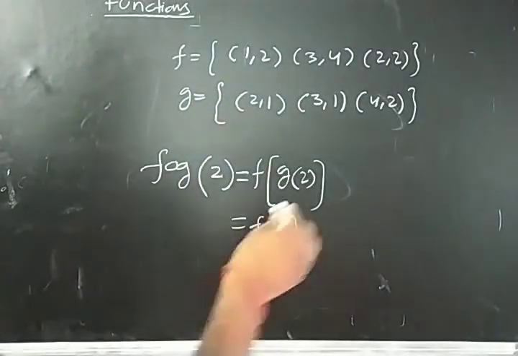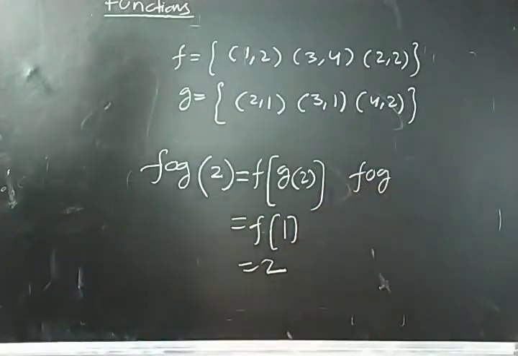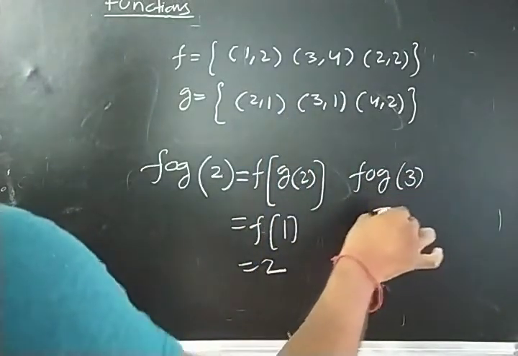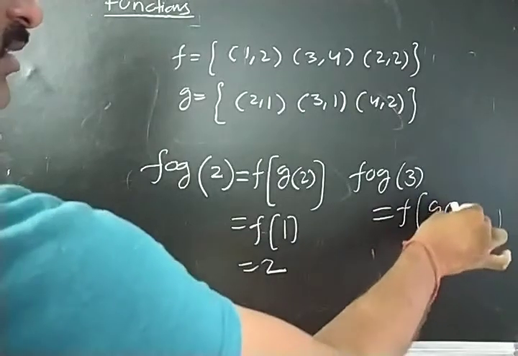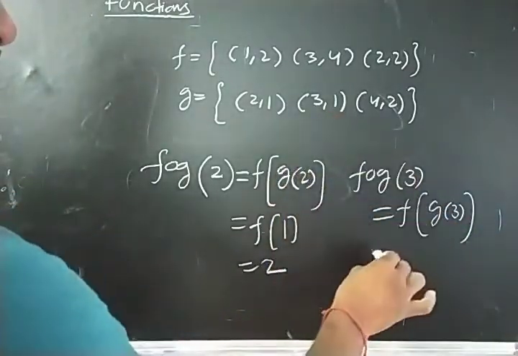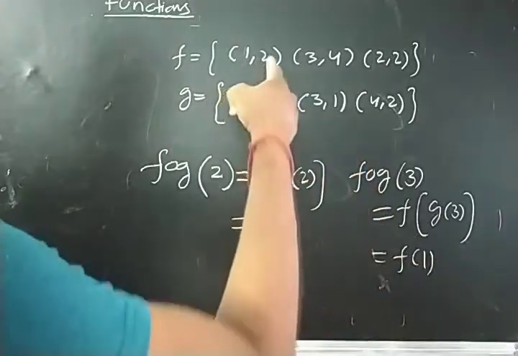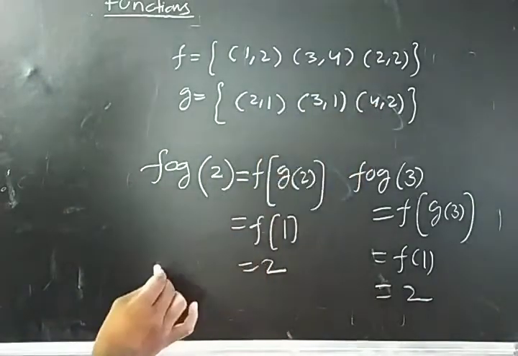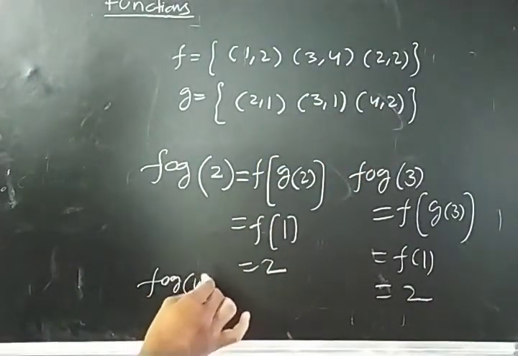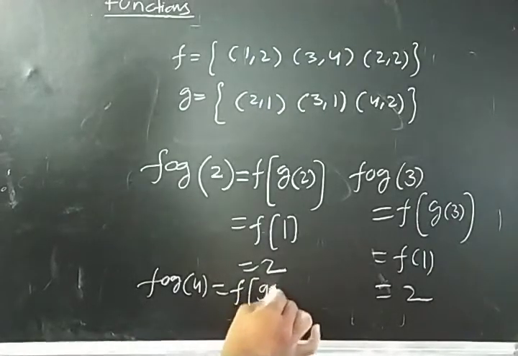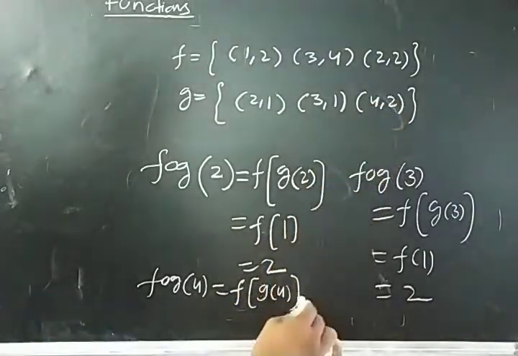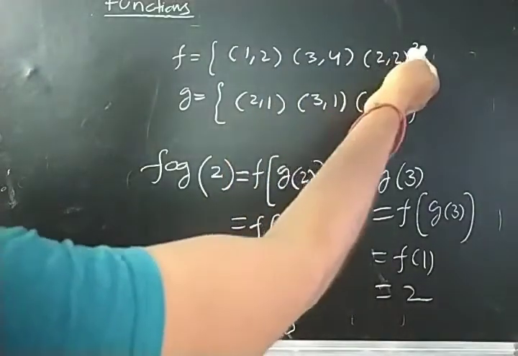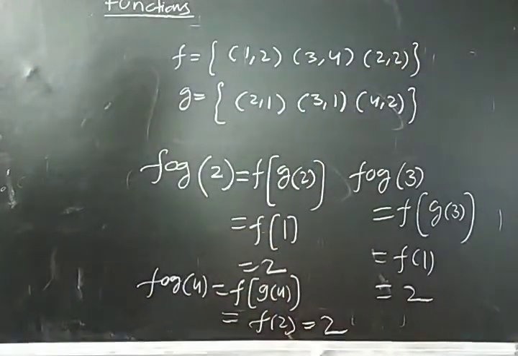Similarly for f circle g, the g domain element 2 is over. Now for 3 I check the image. We write f of g of 3. g of 3 has image 1, so f of 1, and the image of 1 is 2. Next, 4: f circle g of 4 is f of g of 4. g of 4 is 2, so this is f of 2, and with respect to f the image of 2 is 2. So this is 2.